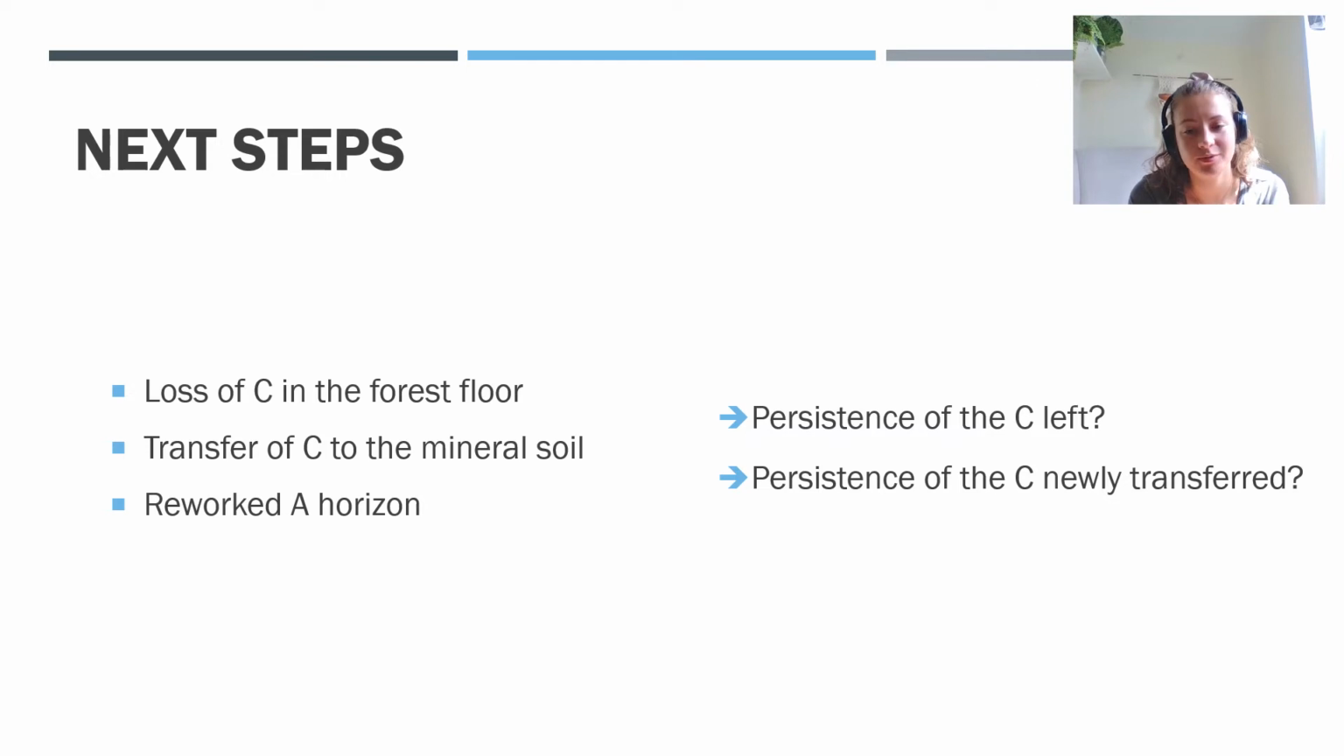We have seen that the carbon found in the forest floor is greatly reduced and that in the mineral, there is no clear trend. But even if there is no clear trend for the total carbon present in the mineral, the A horizon was reworked by earthworms. The structure is different, the density is different, and not all carbon is equal for decomposition and stabilization. So the question raised by these findings is the link to persistence of the carbon left in the forest floor and the carbon transferred in the mineral. Is it going to be more active, more stabilized?